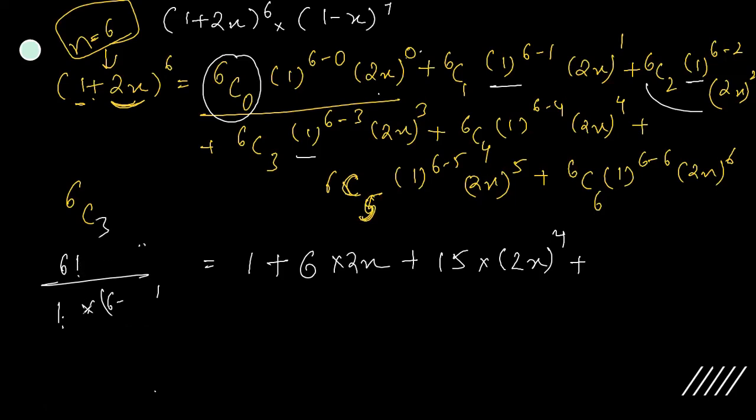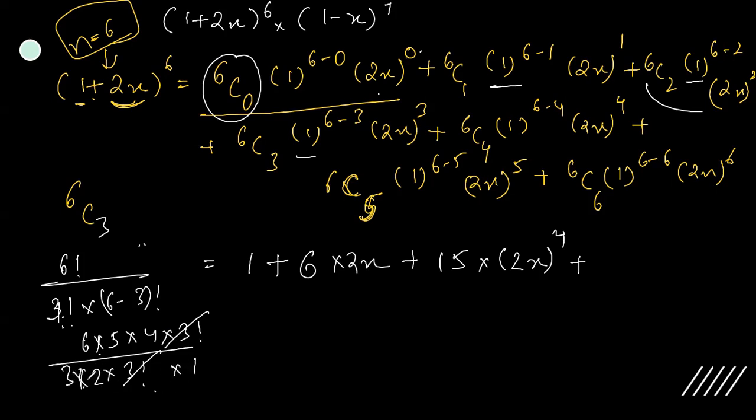6C3. So 6 factorial divided by 3 factorial multiplied by (6 minus 3) factorial, that is 3 factorial. Now I will open 6 factorial till 3 factorial because I have to cancel this 3 factorial with 3 factorial. Now 3 factorial means 3 times 2 times 1. 3 times 2 is 6. 6 cancels with 6. So 5 times 4 is 20.